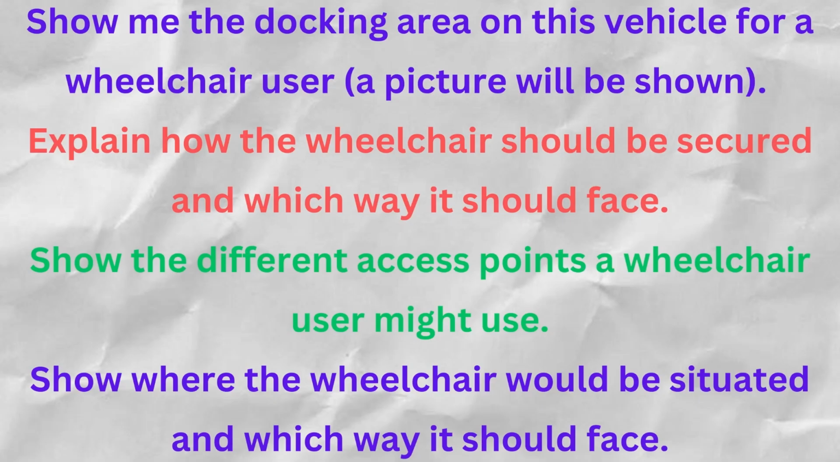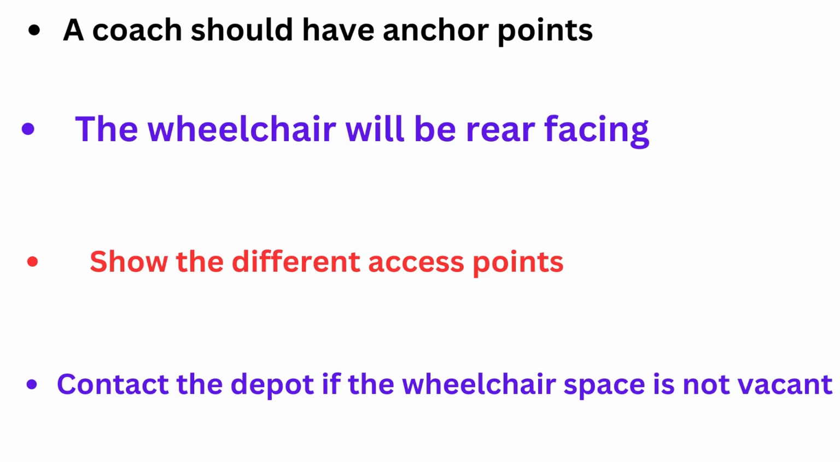Show me the docking area on this vehicle for a wheelchair user. A picture will be shown. Explain how the wheelchair should be secured and which way it should face. Show the different access points a wheelchair user might use. Show where the wheelchair will be situated and which way it should face. 1. A coach should have anchor points. 2. The wheelchair will be rear-facing. 3. Show the different access points. 4. Contact the depot if the wheelchair space is not vacant.